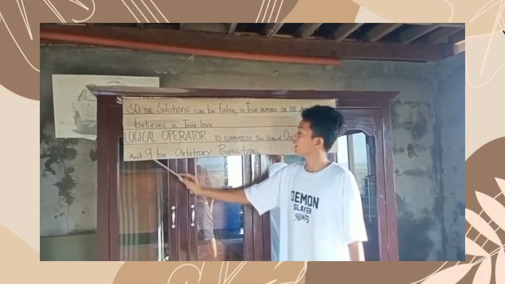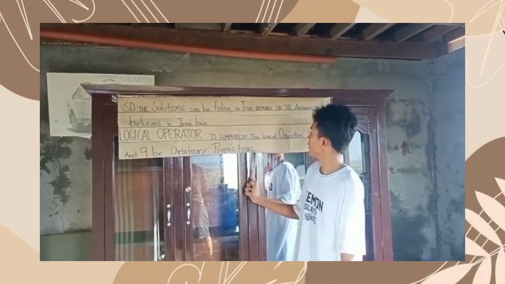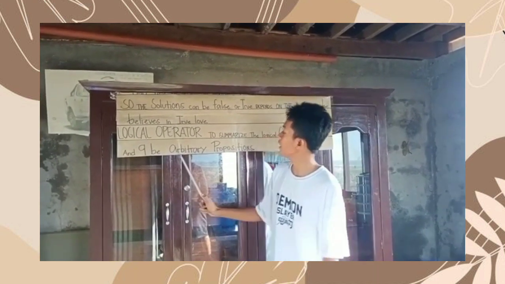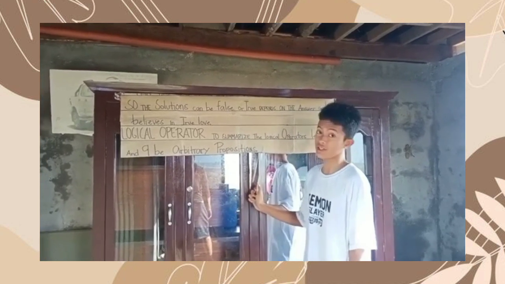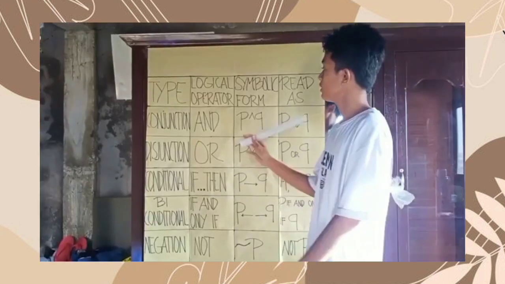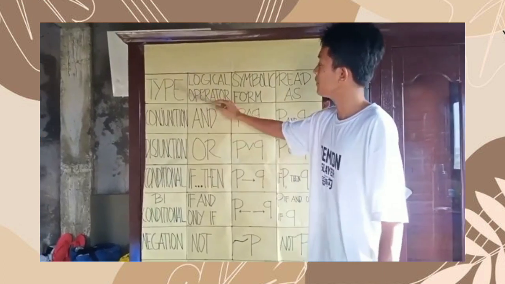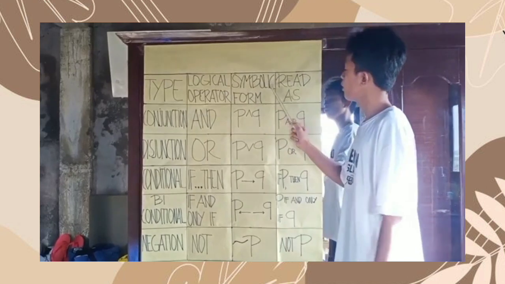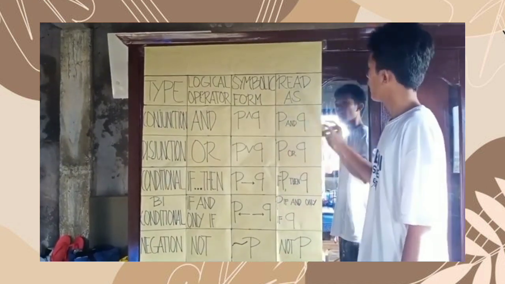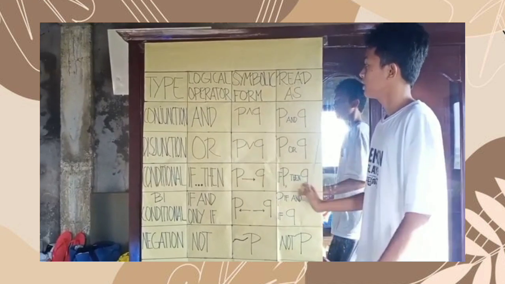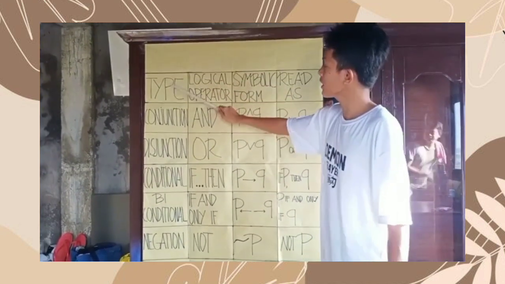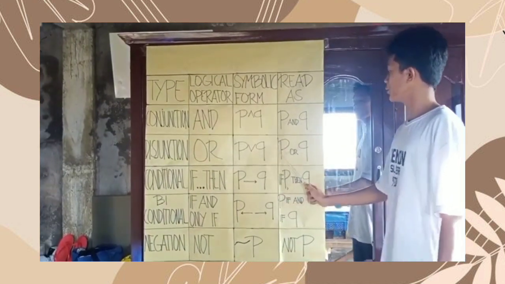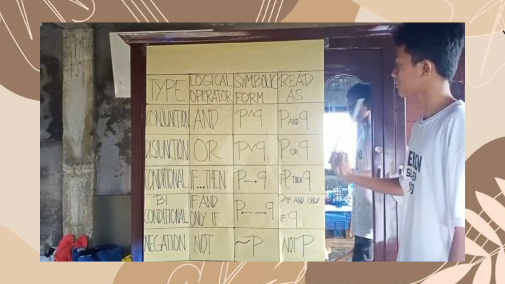Logical operators. To summarize the logical operators, let P and Q be arbitrary propositions. So in this example, the type is conjunction. The logical operator is AND. Symbolic form is P ∧ Q. Read as P and Q. Another type is disjunction. P ∨ Q is read as P or Q.